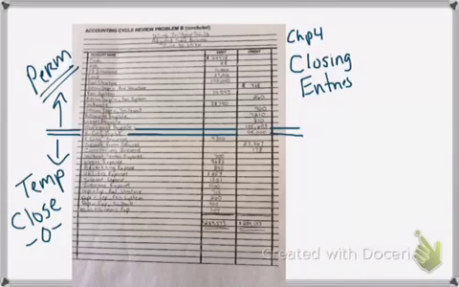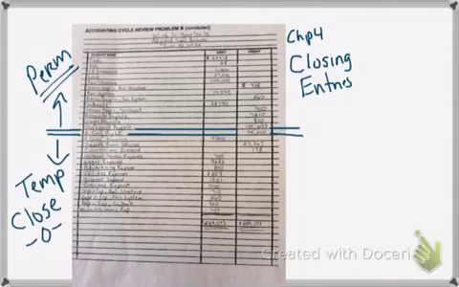We have to do closing entries at the end of a year because we need to make sure that our balances are zero. If we don't close them out, then the income from one year would move forward to the next year, and then to the next year. So we really need to make sure that we close all of our accounts out.